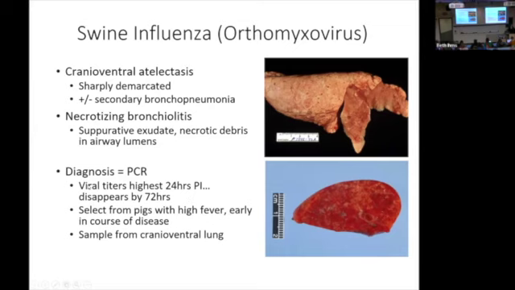Diagnosis is by PCR. It's the easiest way to go. The viral titers are going to be highest 24 hours post-infection, and then they will disappear by 72. So you want to test early. You want to test pigs that are clinical early in the course of disease. So test a sick pig. And if you're taking a lung sample from a deceased animal, sample from the affected area, the cranial ventral lung.